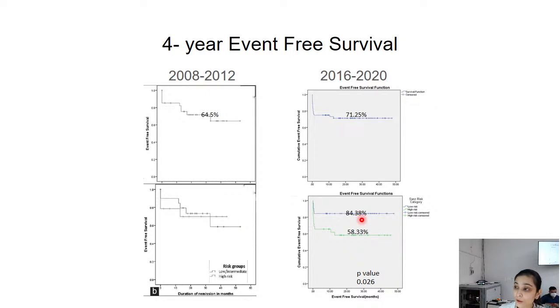The EFS in the low risk one is as high as 84.3%, whereas in the high risk one is 58.3%. And the difference is significant with a p-value of 0.026. Possible reasons for this improvement include: one, shifting to an ATO-based regimen, also removal of daunorubicin from induction, that meant lower exposure to neutropenia and infections, and also improvement in our infection rates probably contributed to this.